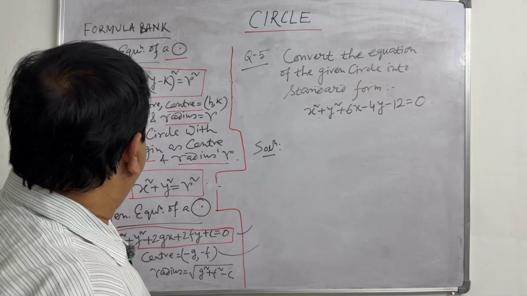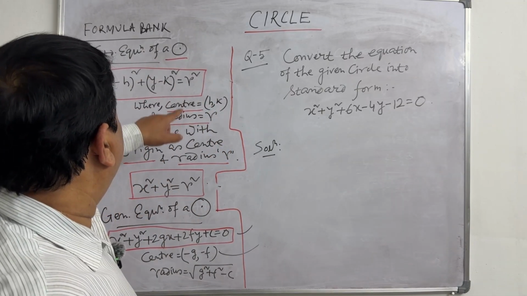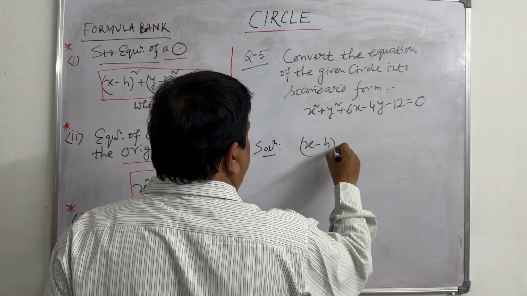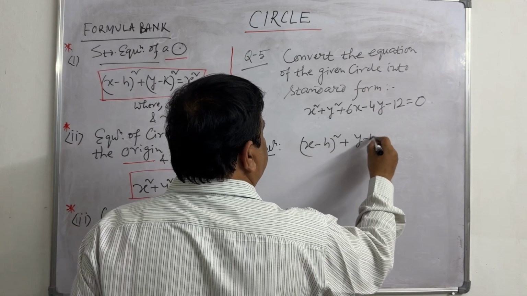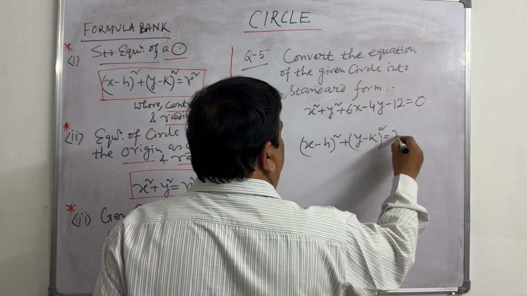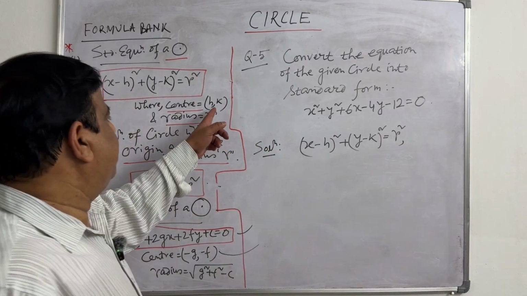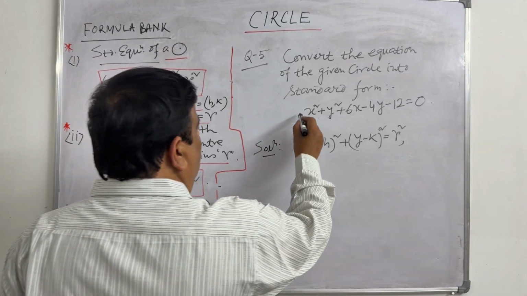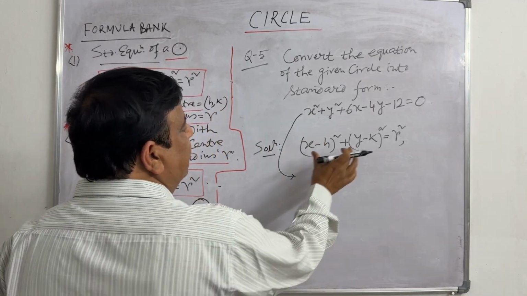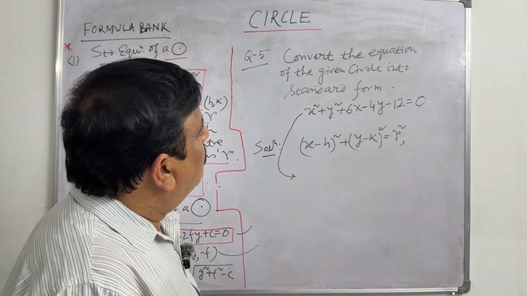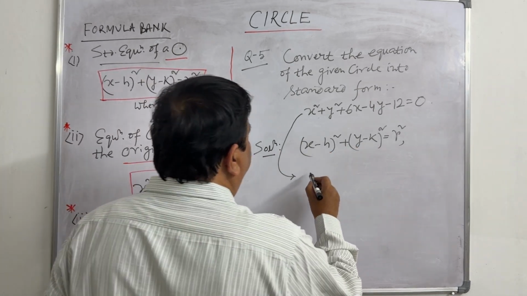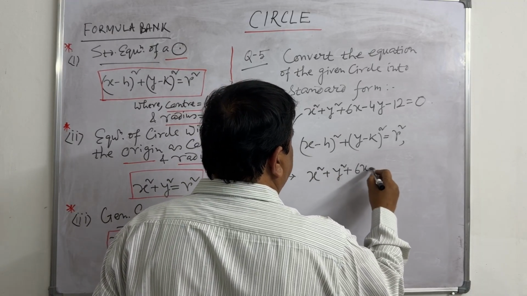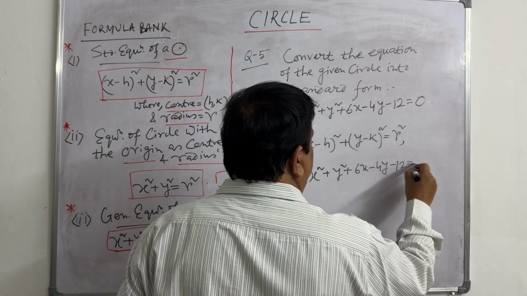You have already learned the standard equation of the circle, that is (x minus h) whole square plus (y minus k) whole square is equal to r square, where (h, k) is the center of the circle and r is the radius. So I have to convert this equation into this form. That is the question. So what is the equation given? x square plus y square plus 6x minus 4y minus 12 is equal to 0.